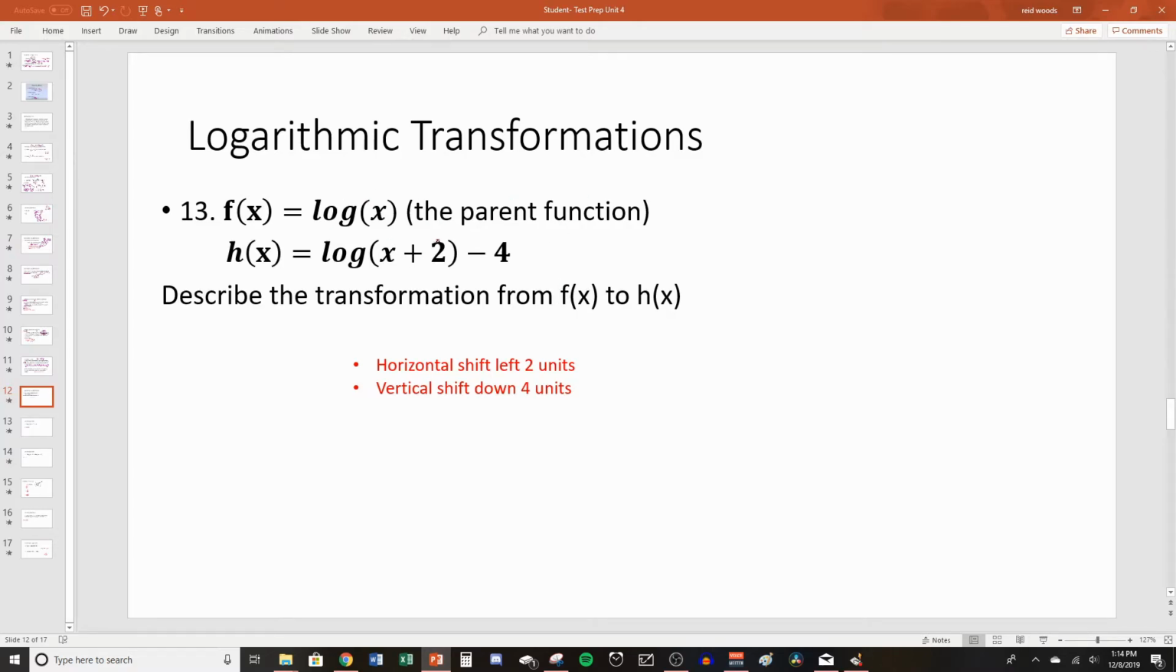Here's the parent function. Right here, when we add to the 2, this is a horizontal shift. And you'll notice that that horizontal shift, when we add, goes to the left. So that's this one here. And then right here, the -4, that is our vertical shift. And since it's a negative, we actually go downward. So that's right there, and that explains what happened on this. So that'd be what you'd want to describe.